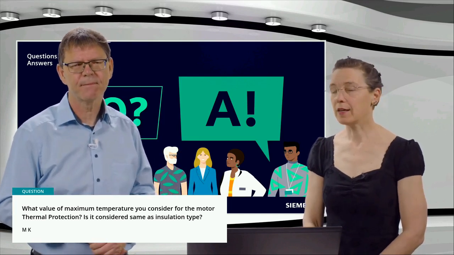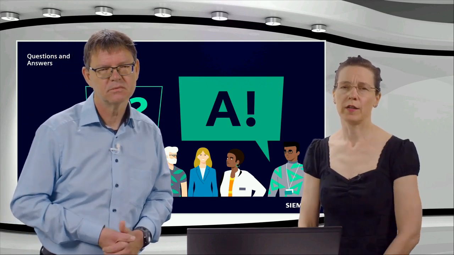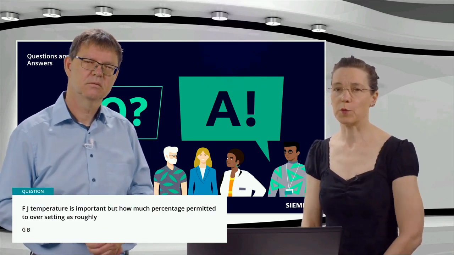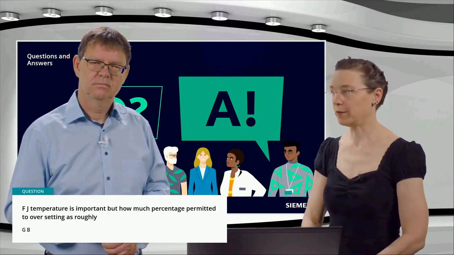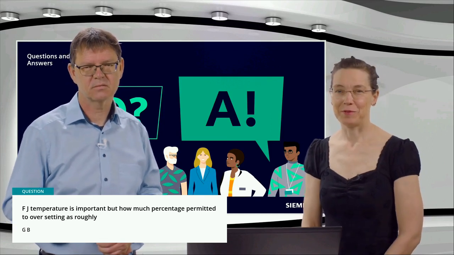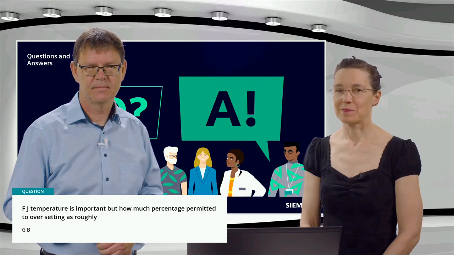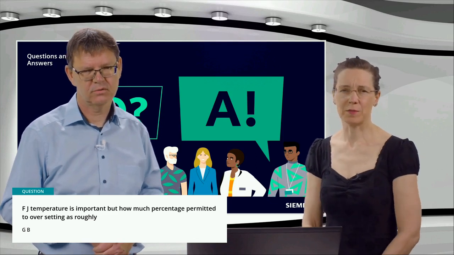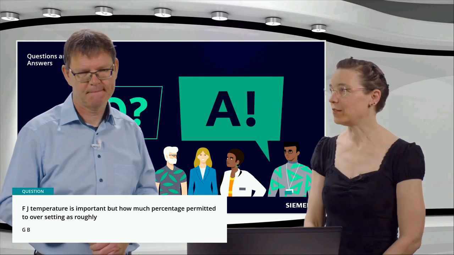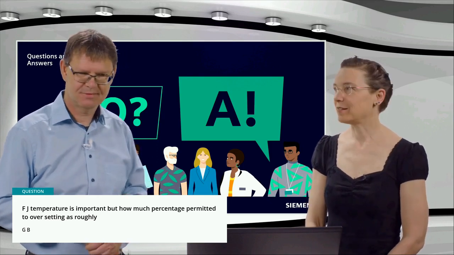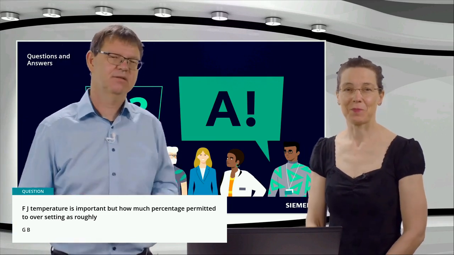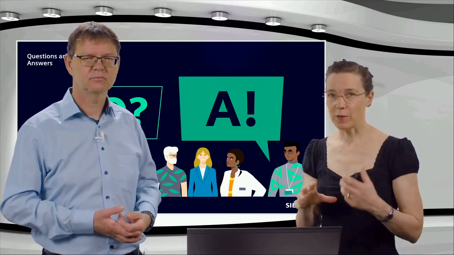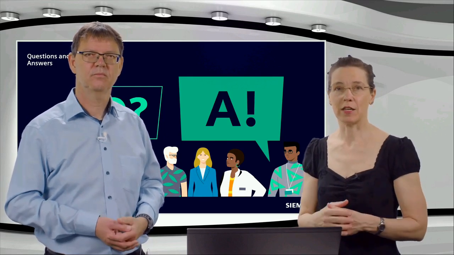Okay, thanks. And last question for this round of questions. FJ states that the temperature is important and asks how much percentage is permitted as oversettings. Well, just roughly. Oversettings. Well, maybe something with current. Overvoltage, probably not, maybe overcurrent, but I guess that's already dependent on the type of motor, right? You should ask the question again in more detail so that I can understand. I don't understand the question at the moment. If you want an answer to this question, please try to make it a bit clearer to us here in the studio.